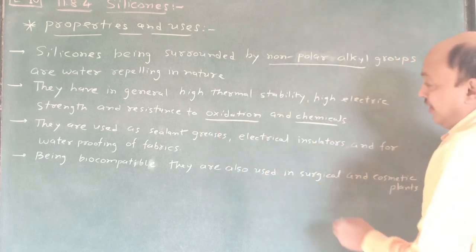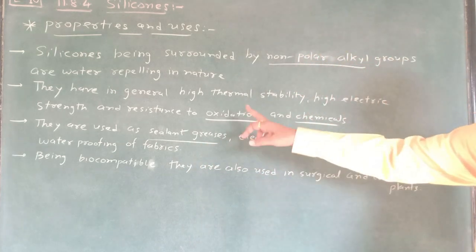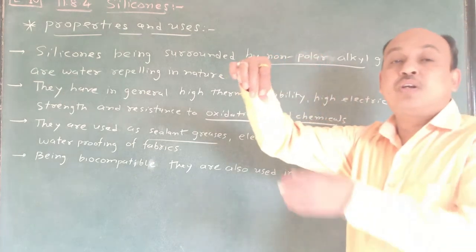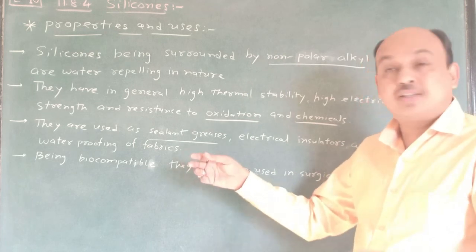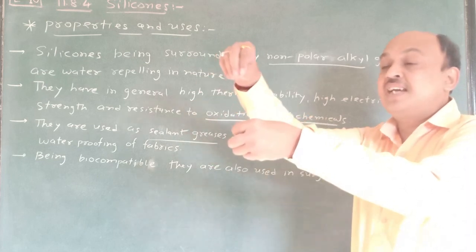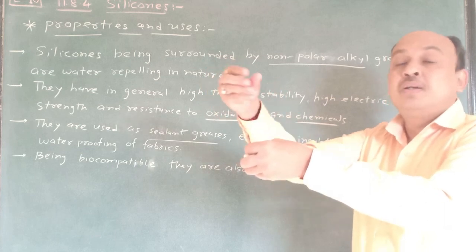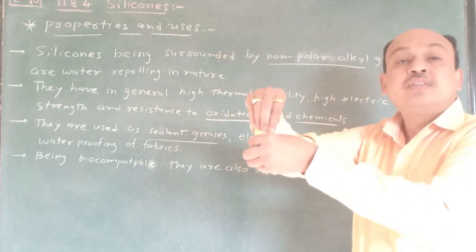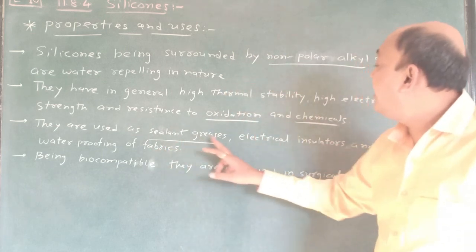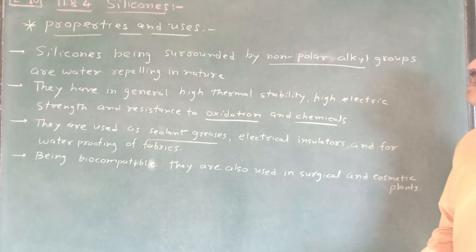Oxidation and chemicals, particularly this, and sealant. This sealant is nothing but silicone grease. You write in your notes that silicone grease is sticky, with which a cork is fixed in an apparatus. Suppose a round bottom flask is there, we have to fix a cork. The cork is open at a certain part, but if you dip it in silicone grease and then fix it, at that time it becomes tight. So this is very important. Sealant greases, electrical insulators, and waterproofing of fabrics. This is all about properties and uses of silicones.